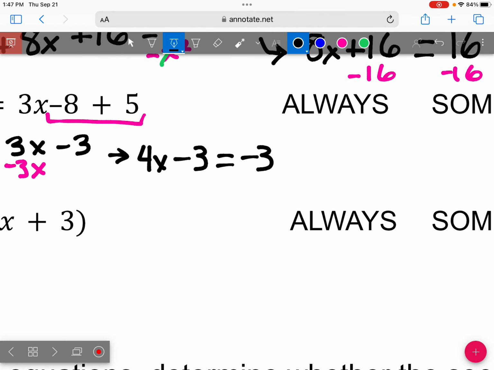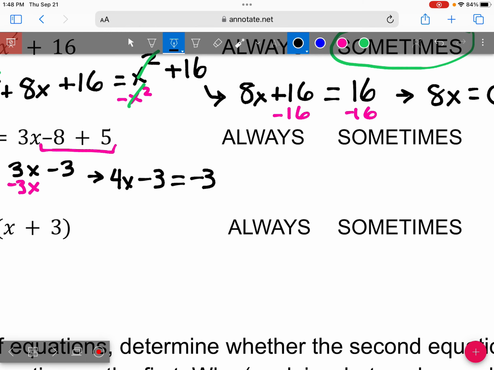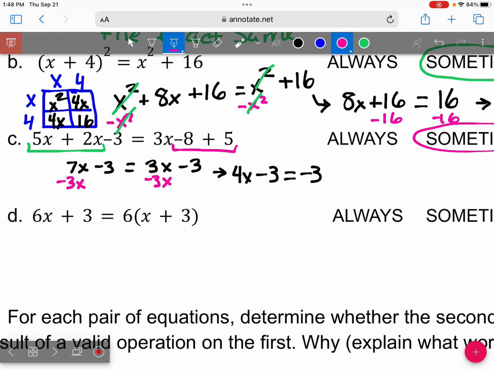What are we thinking? If I keep going, will I get x equals? Does it matter what x is? If x equals something, what does it mean? Sometimes. If x equals something, it's sometimes. Because it only works when x equals 0. It only works when x equals 12. It only works when x equals 400. It only works when x is that.